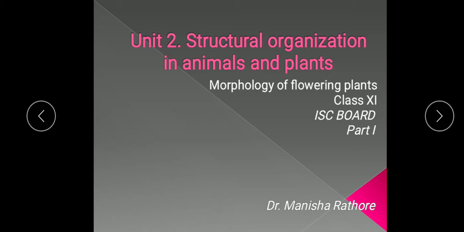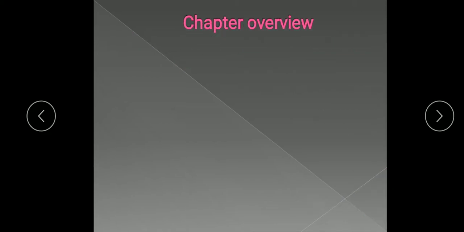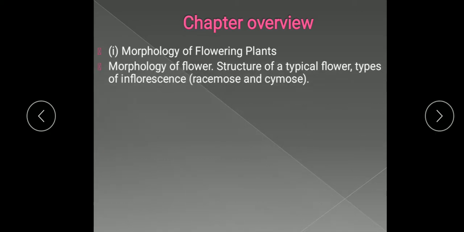Today we are going to start the next unit, that is Unit 2, Structural Organization in Animals and Plants, and in this we are going to study the topic Morphology of Flowering Plants. So let us see what the topics involved in this chapter are. These are the morphology of the flower, structure of a typical flower, and types of inflorescence, racemose and cymose.